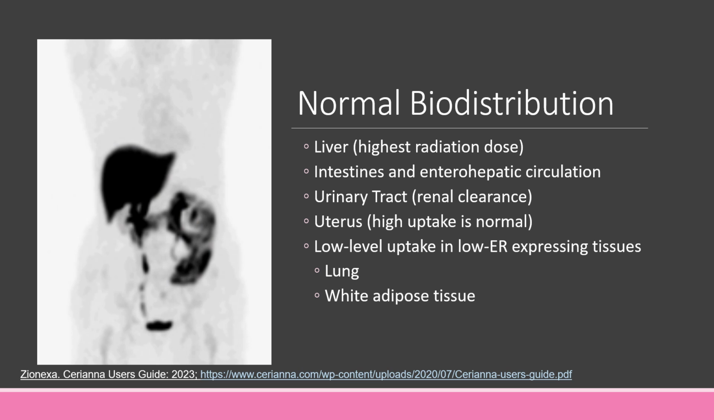This is the normal biodistribution. The liver will have the highest radiation dose. It is the critical organ. It is common to see intestines and intrahepatic circulation. It has renal clearance, so you will see kidneys, ureters, and bladder. There should be low-level uptake in low ER expressing tissues, such as the lung and the white adipose tissue.